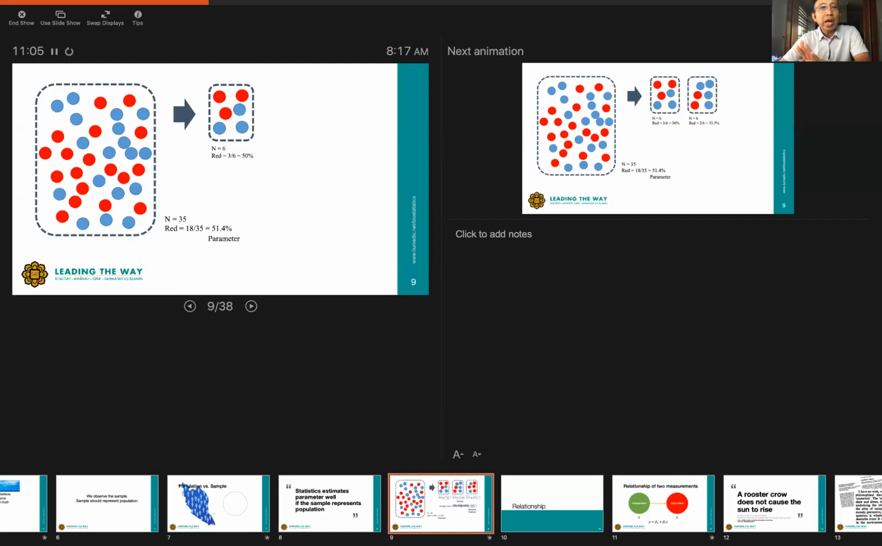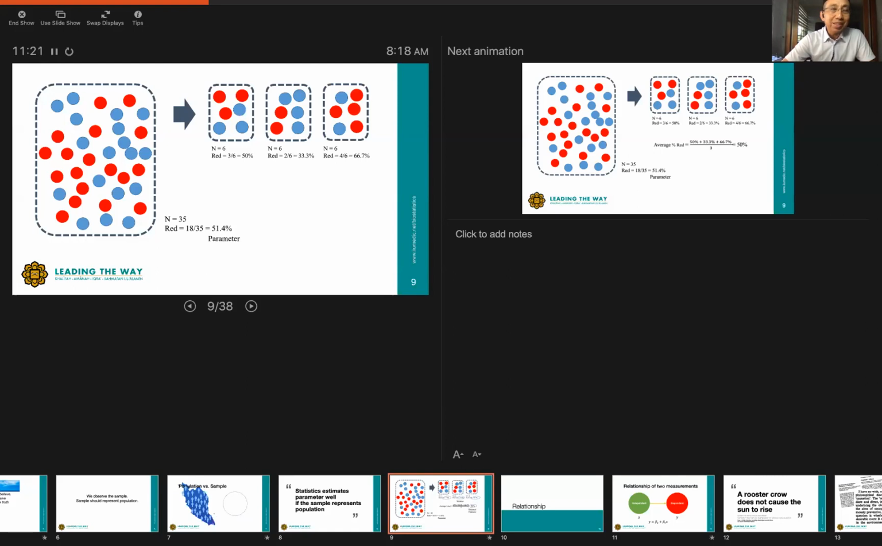Let's say I put everything back. I do the second sample. Remember, I put the previous one back. Second sample, still 6. But this time I may get only 2 reds. So it gives a prevalence of 33%. I put everything back. I sample the third time.